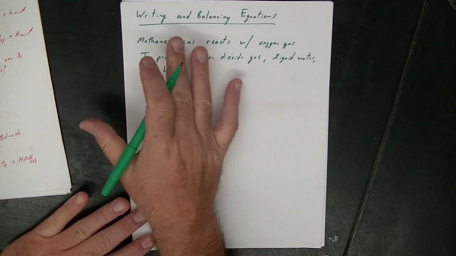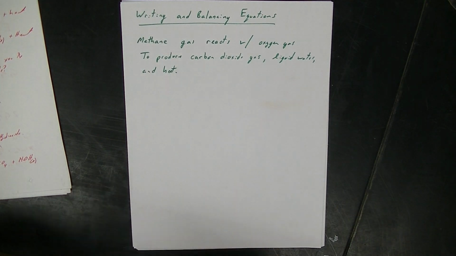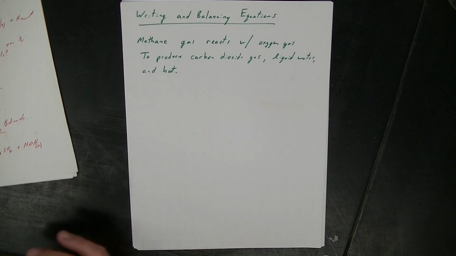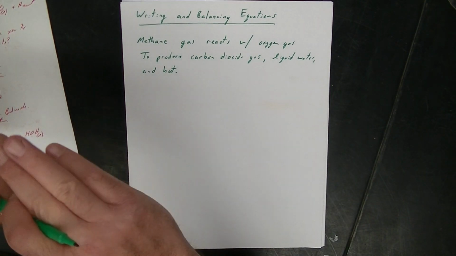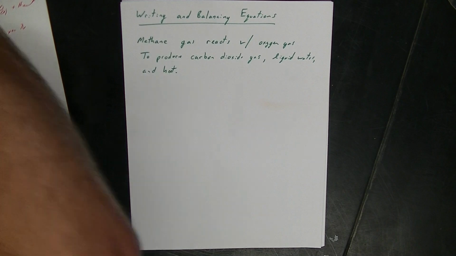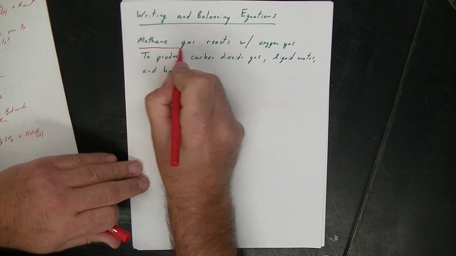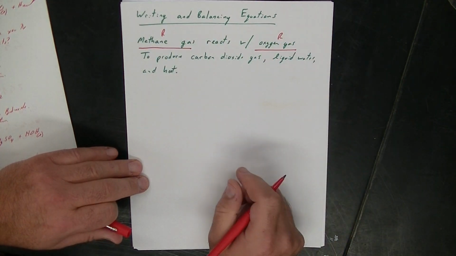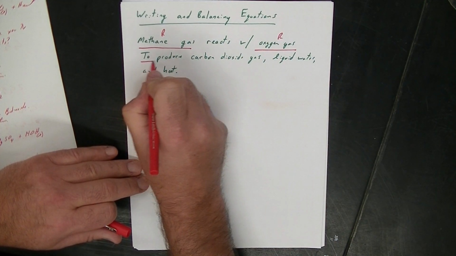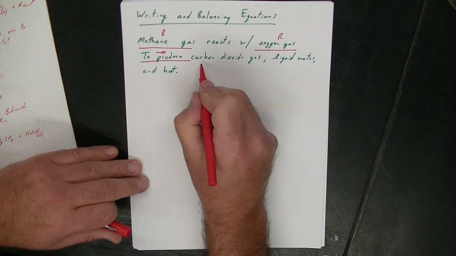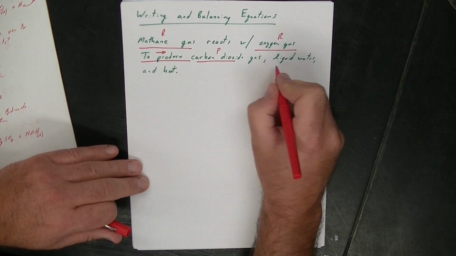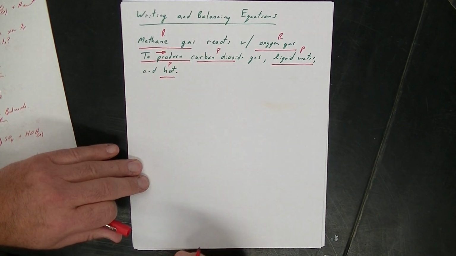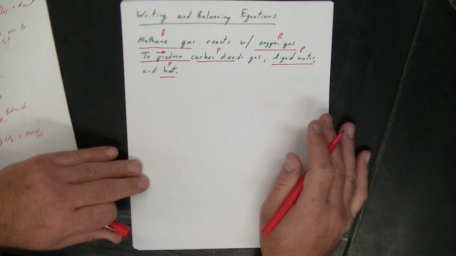So you should be able to go from a word equation, something like this, all the way to what's called a balanced chemical equation. And you can do it in steps, or you can just kind of do it. We got methane gas and oxygen gas. These are our reactants, so they're going to go on one side of the equation, to produce, that's my arrow, carbon dioxide, which is a product, liquid water, which is a product, and heat, which is a product. Let's go ahead and write this out.